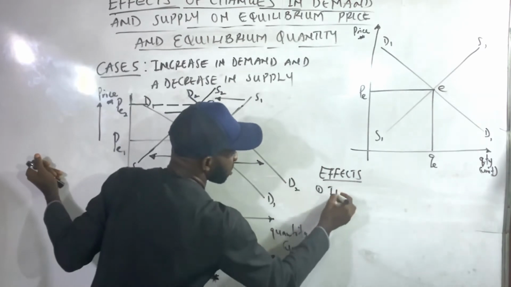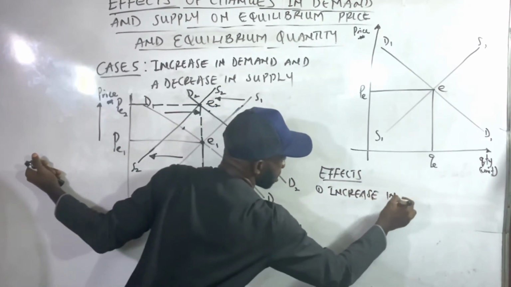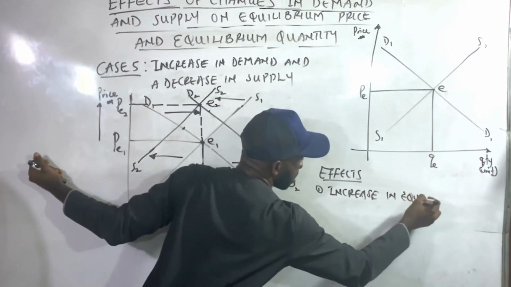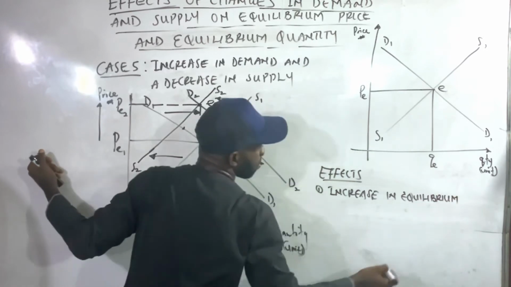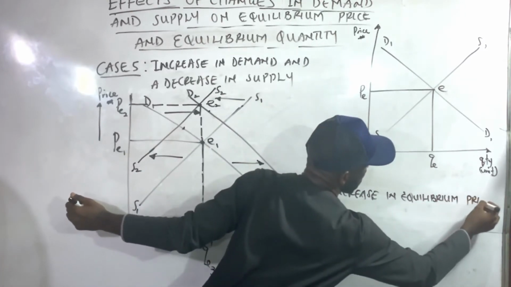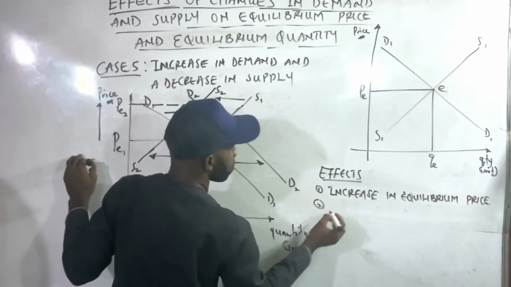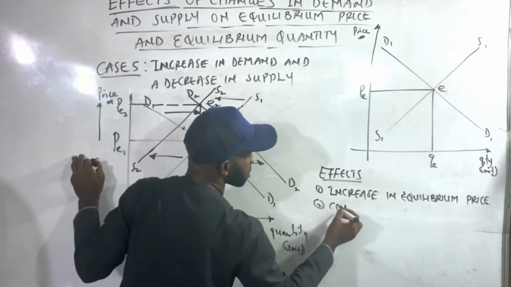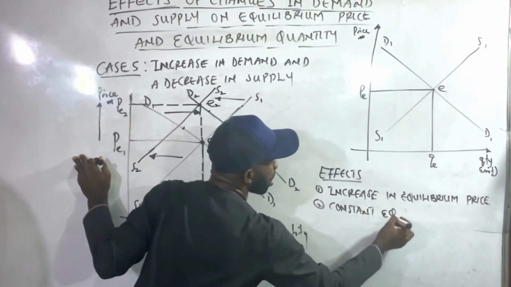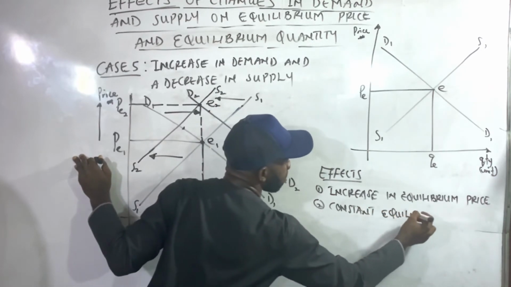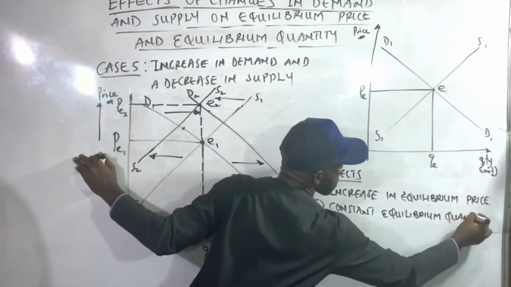We have increase in equilibrium price. 2, we have constant equilibrium quantity.